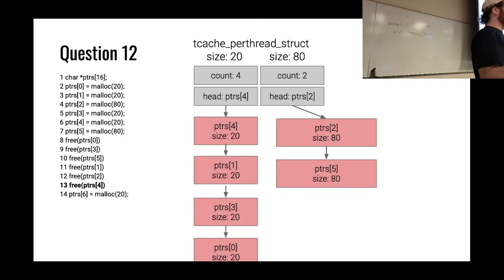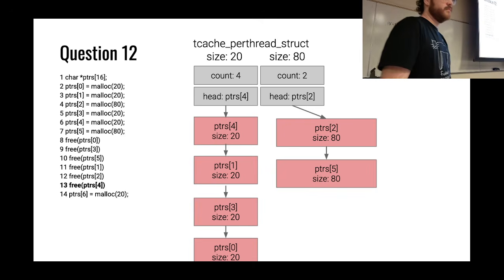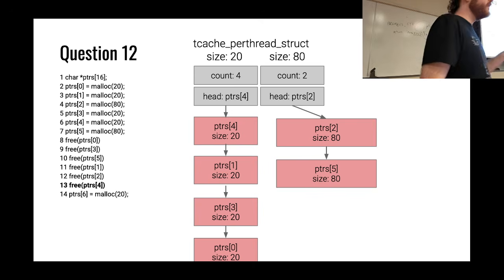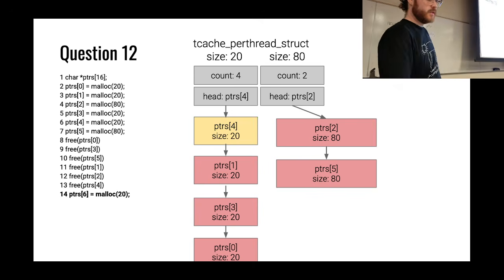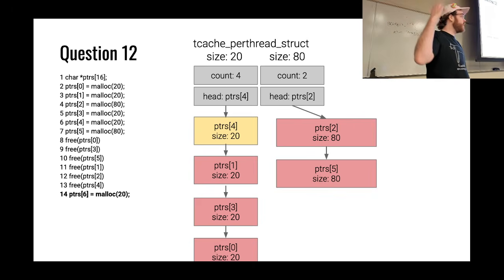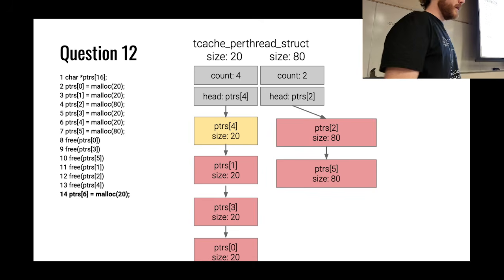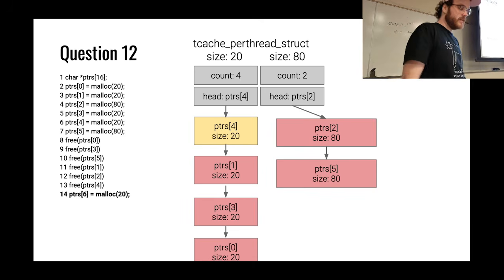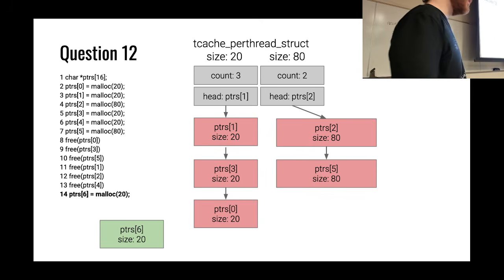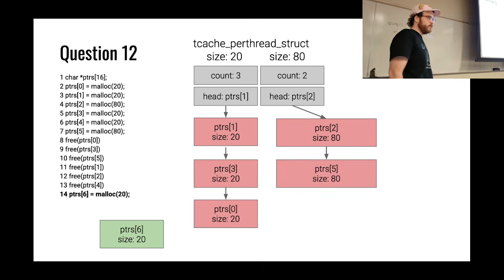Where do we get it from? Well, we get it from the 20 bin, yeah, and then we're pulling it from the head of the list. So we're going to be pulling that top chunk that is referenced in the head of the Tcache per thread struct. Like we know to look there. That's how we do it. And so that chunk gets reused for pointer 6.